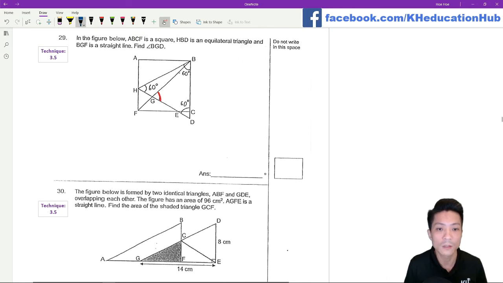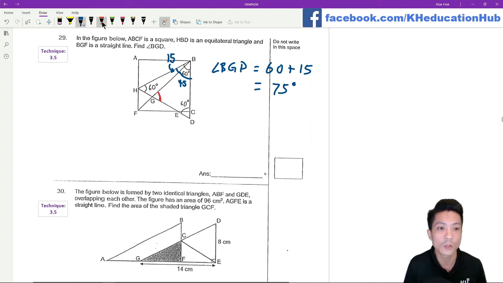I know that this angle over here is 45, right? 60 minus 45, which means that the angle over here is 15. Okay, if this angle over here is 15, basically angle BGD is equal to 60 plus 15, which is equal to 75.